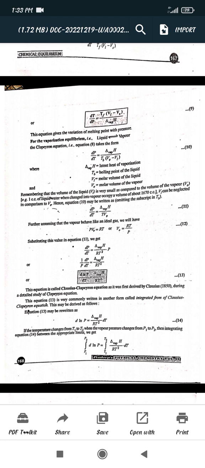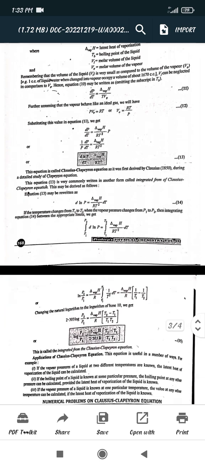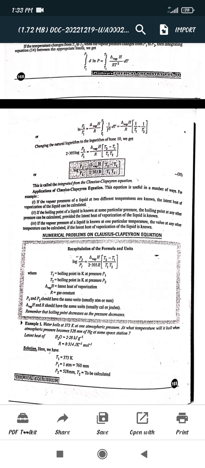Changing the natural logarithm to the logarithm of base 10, we get 2.303 log of P2 by P1 is equal to ΔHv by R into (T2 minus T1) by T1 T2. So we get log of P2 by P1 is equal to ΔHv by 2.303 R into (T2 minus T1) by T1 T2. This is called the integrated form of the Clausius Clapeyron equation.